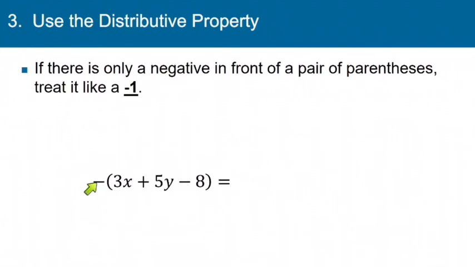So let's look at this together. We're going to have -1 times 3x. That's going to make -3x. And then we have -1 times positive 5y. That's going to make -5y. So I'm just going to write minus 5y. And then we have -1 times -8. And we know negative times negative is positive, so that's going to make this plus 8. So again, multiplying a pair of parentheses by a negative just changes all the signs inside the parentheses. Positive 3x became -3x. Plus 5y became minus 5y. And minus 8 became plus 8.